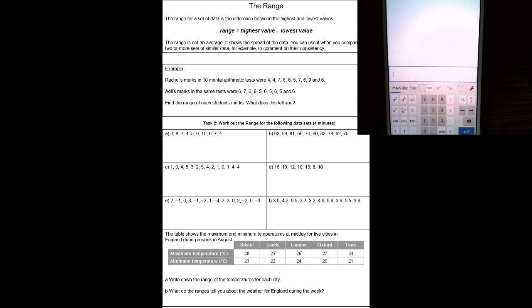Okay, the range. So you didn't have much to do on the mode, did you? Okay, so the range for a set of data is the difference between the highest and lowest values. That's it. It's not an average, it shows the spread of data. So you can use it when you compare 2 or more sets of similar data, for example, to comment on their consistency. And remember what I said yesterday about the interquartile range and why we prefer it.